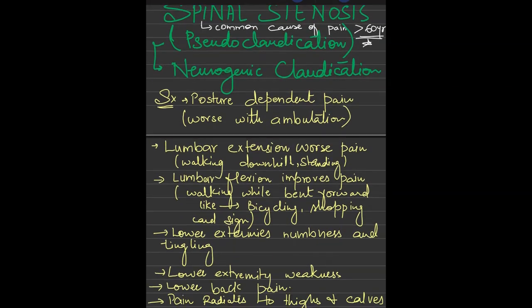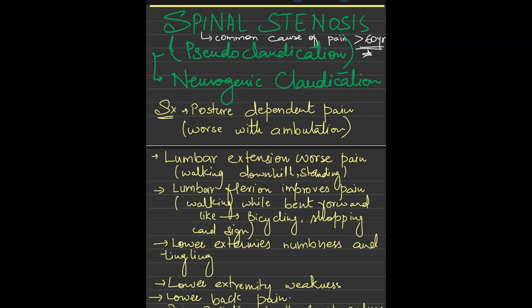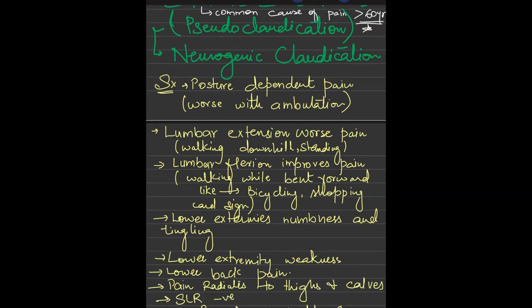Now the second topic is spinal stenosis. This is one of the topics where patients come at the age of 60 or above, because this is very common in those patients, and in these situations the symptoms will be the same as vascular claudication symptoms. But how do we differentiate whether it is vascular claudication or neurogenic claudication? I will be giving you some tips to remember it. And because of the similarities with claudication, we call spinal stenosis a pseudo-claudication.